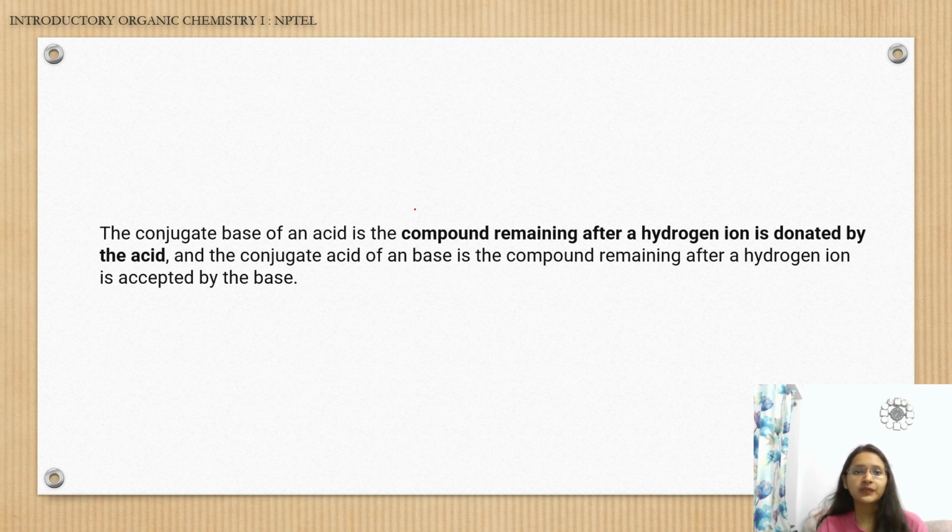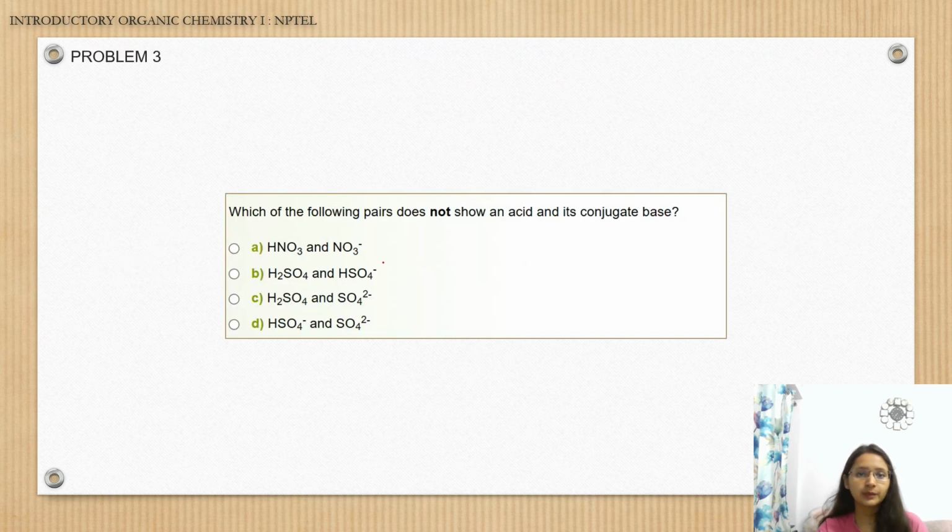Is it clear? So this is the concept behind the conjugate base of an acid and the conjugate acid of a base. The conjugate base of an acid is the compound which is remaining after a hydrogen ion is donated by the acid. But the conjugate acid of a base is the compound which is remaining after the addition of a proton to the base. Fine. So this is what it means. Now coming back to the question, they are asking which of the following pairs does not show an acid and its conjugate base. So if it is not showing an acid and its conjugate base, what will be the correct answer?